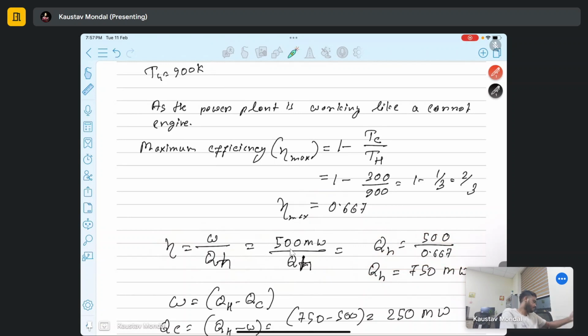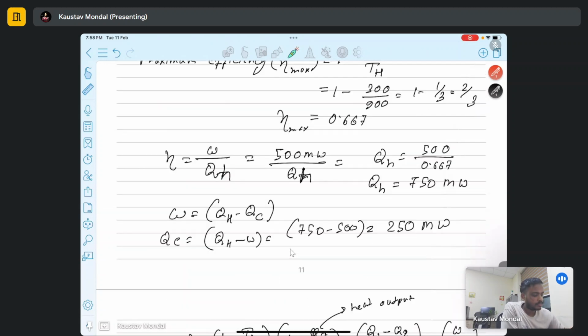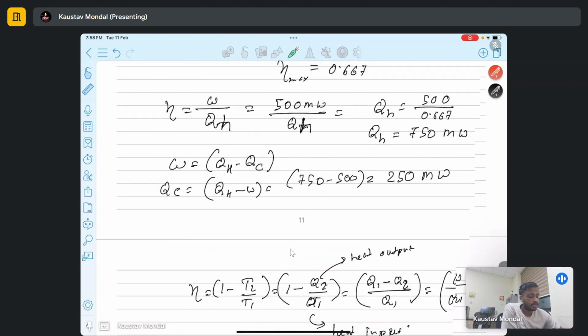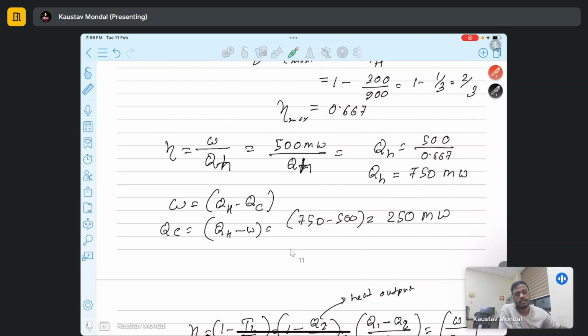This basically is the heat rate that comes from the hotter side. Now next we have to calculate the heat that is rejected to the colder reservoir.